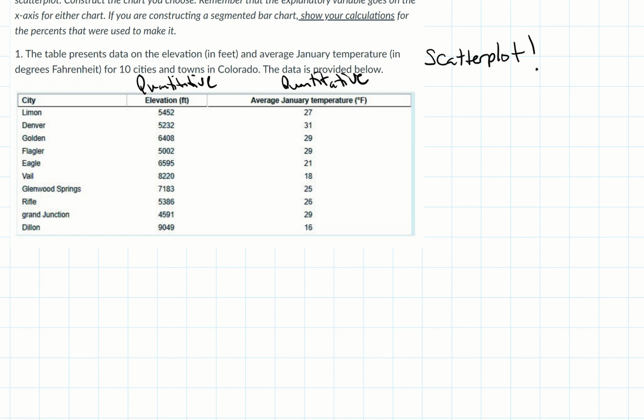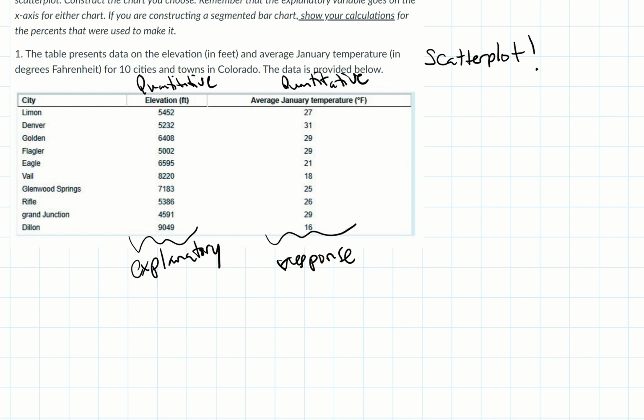Most of the time we know that as you go higher up, the temperatures tend to be lower, right? On a mountain, there tends to be snow, cooler regions, as opposed to down at sea level. So we know that elevation could impact the average temperature. And so we're thinking that the elevation is the explanatory variable that could help explain changes in the average temperature. So this would be the response variable.